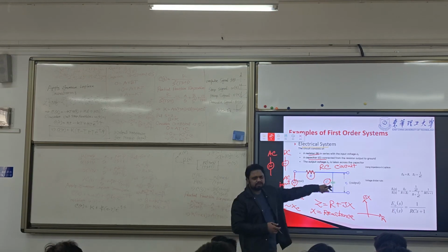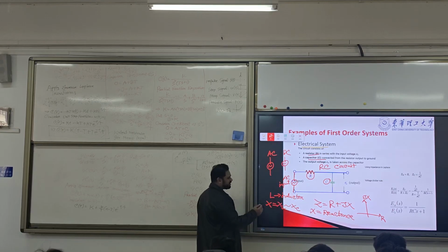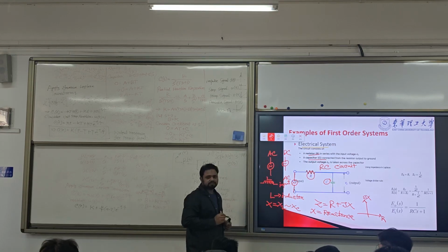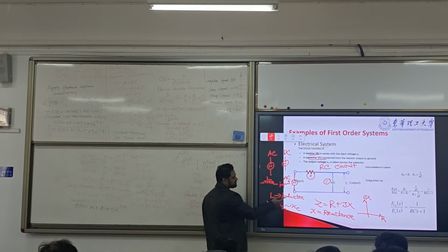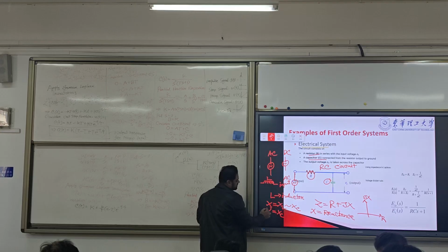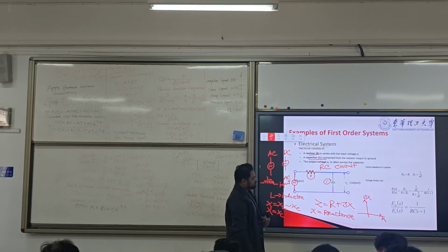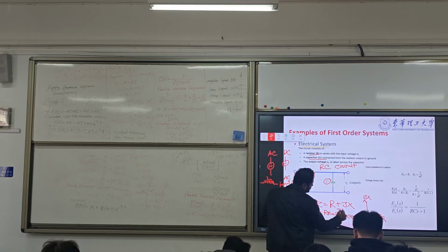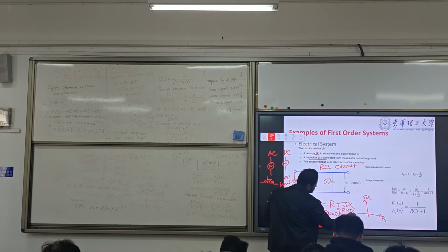But here, in this circuit, there is no L. What is L? L looks like this. This is L, the inductor. And the capacitor looks like this. The resistor is like this. So in this circuit we don't have L, so X will be XC. So here, it will be R plus jXC.